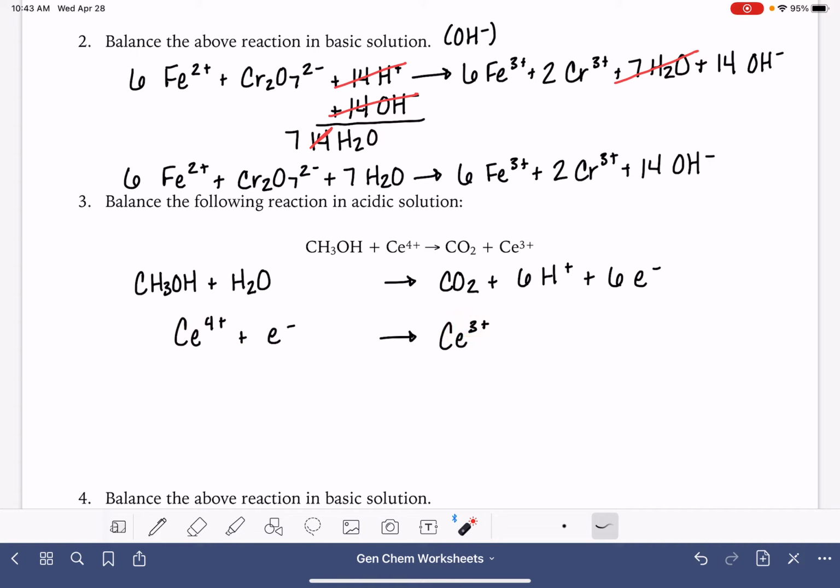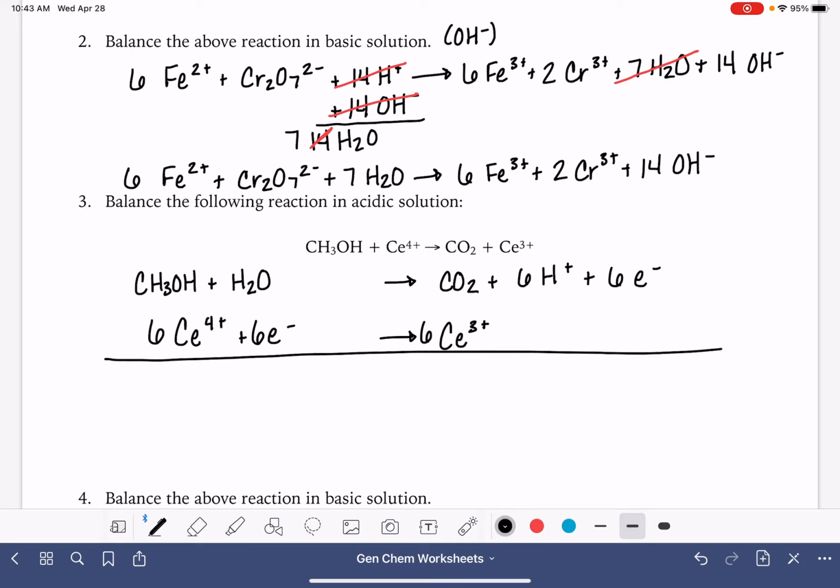Last thing we have to do before we combine these together is make sure we have the same number of electrons in each half reaction. We need 6 electrons in this half reaction, so we're going to multiply every stoichiometric coefficient by 6. And now we are ready to combine.